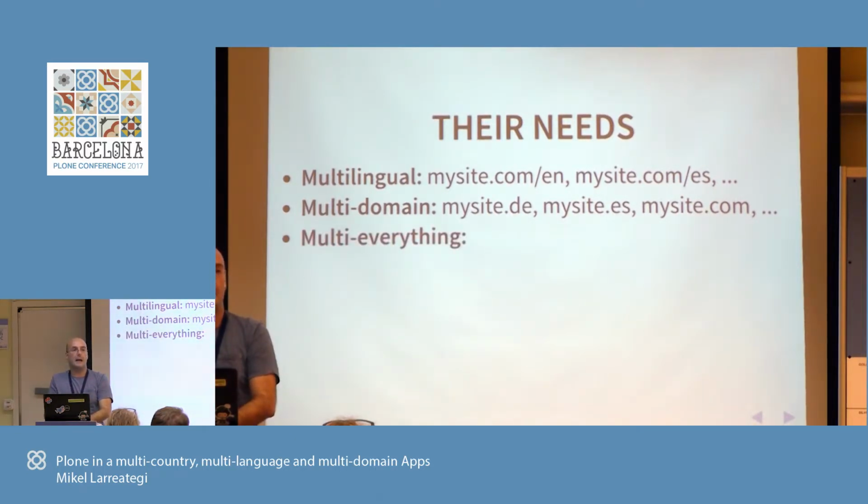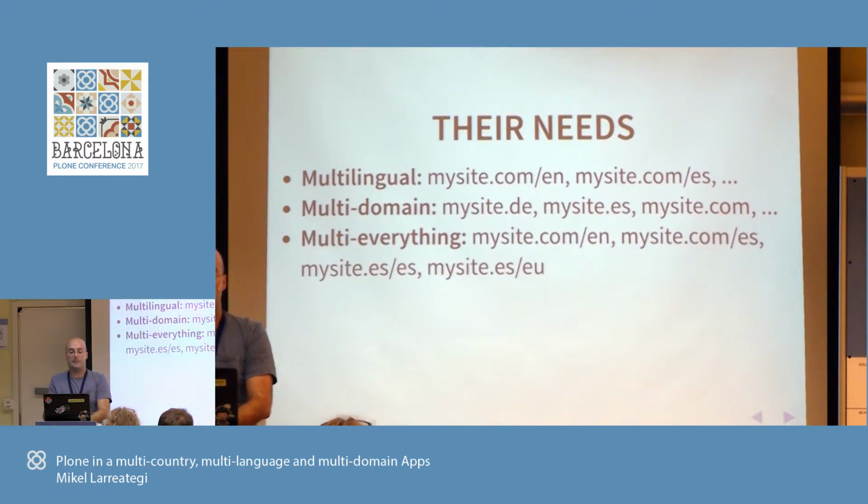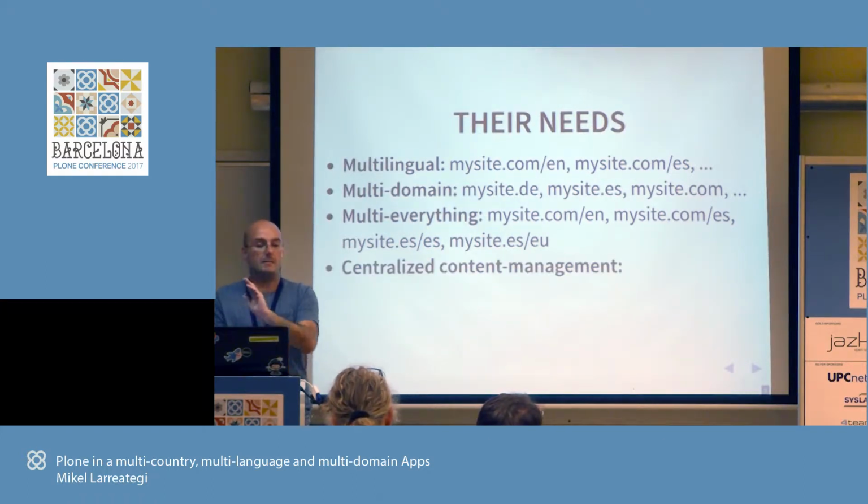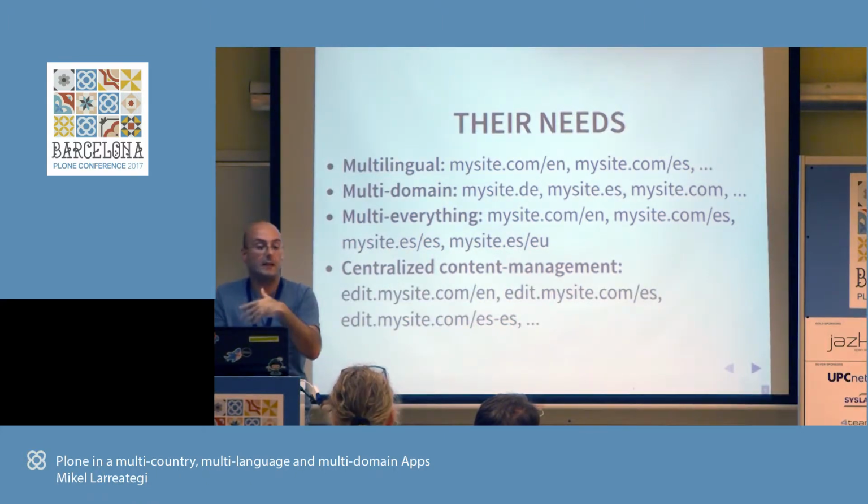But after that, they told us that, okay, I want to do it multi-everything. I mean, I want to serve mysite.com/en, but also mysite.es/es and mysite.com/es. So they wanted to mix everything, but everything centralized. So they needed something like cms.mysite.com to edit all the content, but sell from different domains.